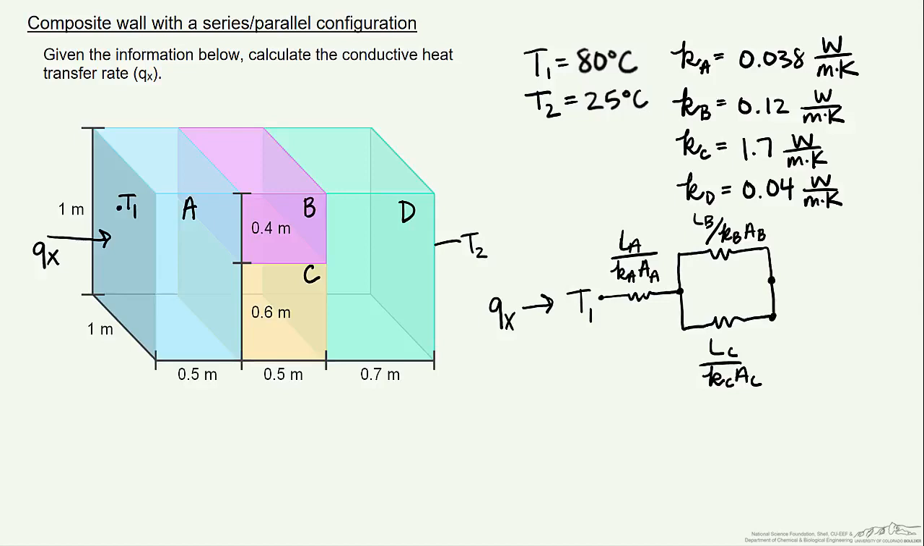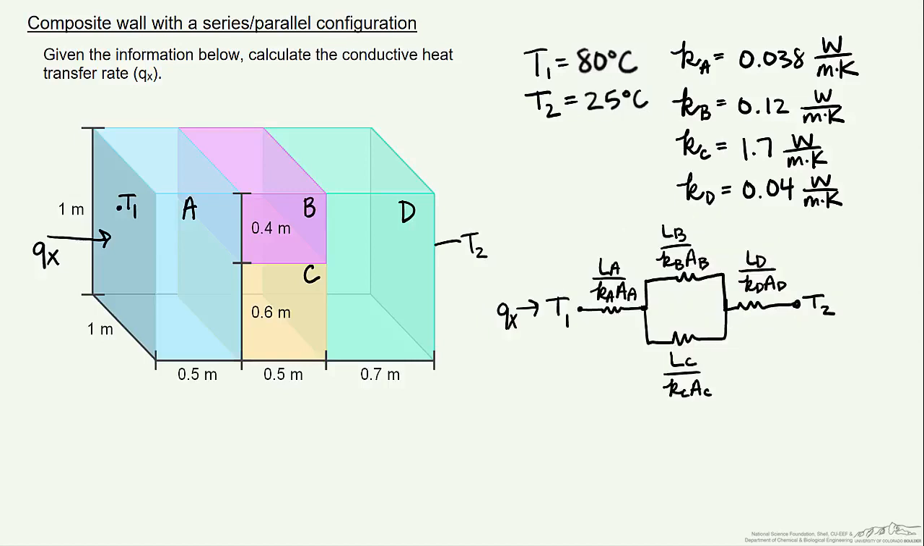Then we end up coming through our final part of the wall that we'll call D, and it has its own conductive resistance. And then the end of our thermal circuit is this T2, which is the outside temperature of the final wall.